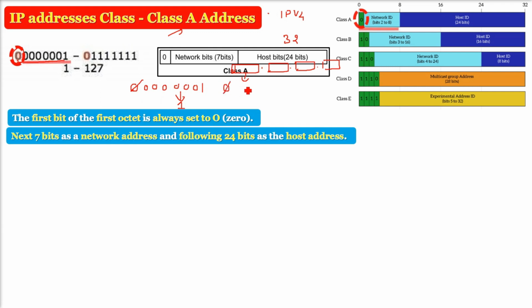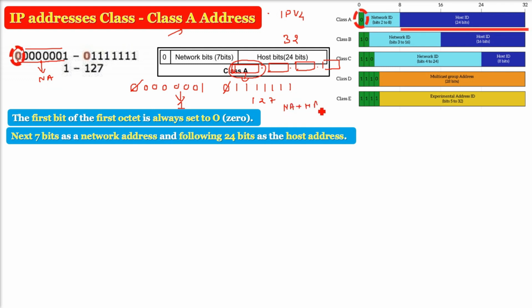What is the highest? 0 is fixed, so the highest can be 0 followed by all ones. This is the highest one. What is the decimal value of this bit formation? 127. So 1 to 127: in IPv4, if the first number, that is the decimal dotted number, is between 1 and 127, then you can safely say that this address belongs to class A.